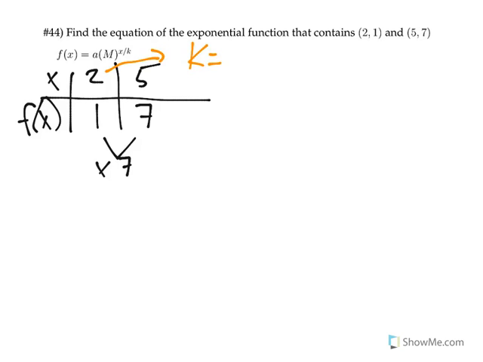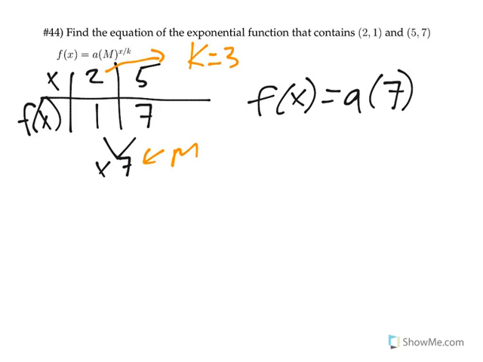So K is 3, and this one is M. And it's really A that we are missing. So as I put together this function, I don't know where it starts, so I'll just say it starts at A, but it multiplies by 7 every 3 units.